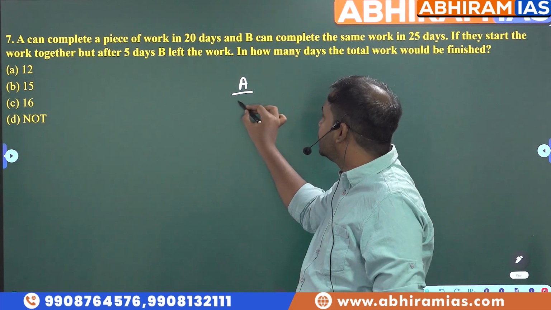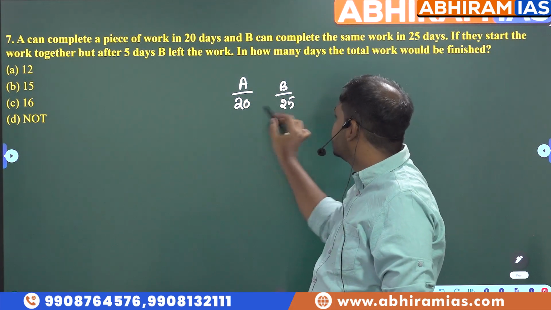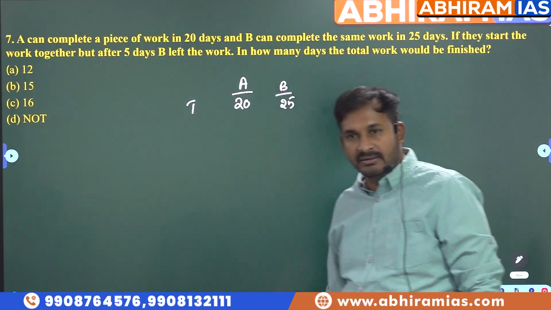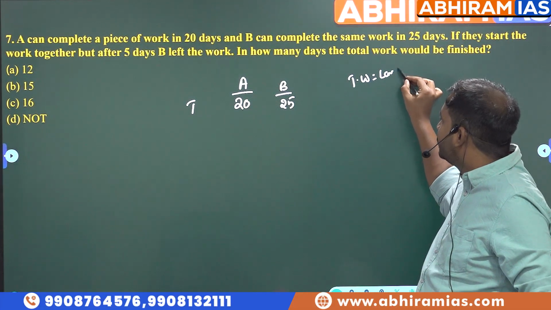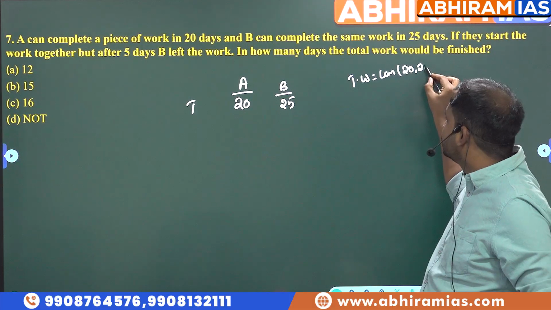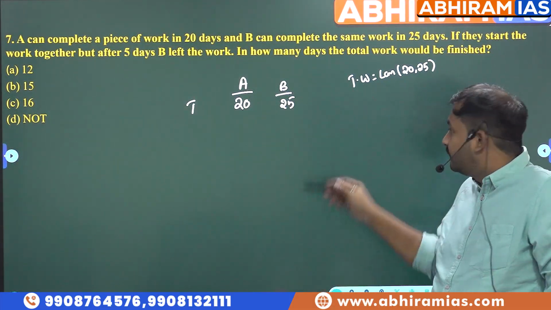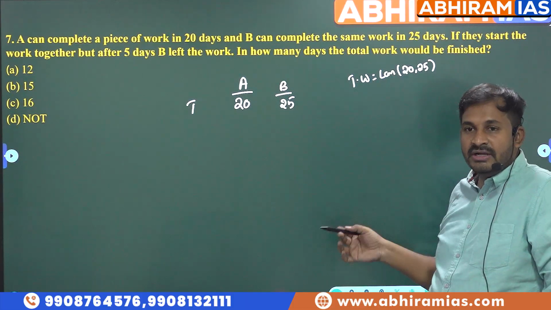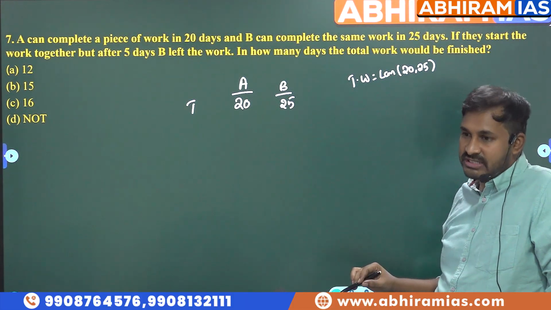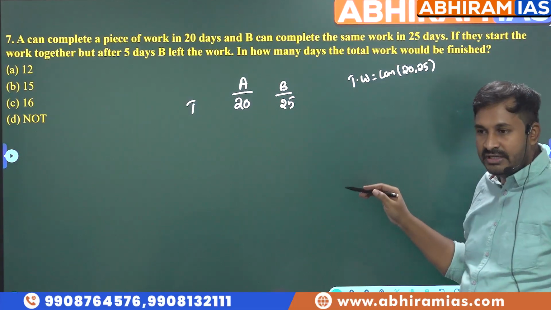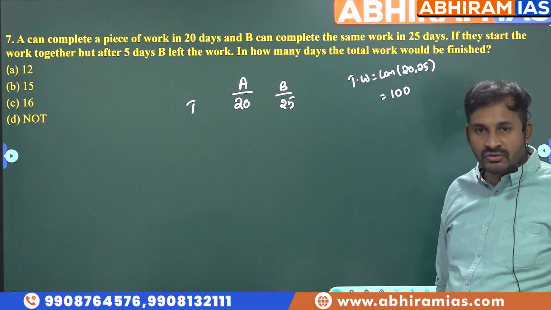A can do it in how many days? 20 days. B can do it in how many days? 25 days. So, these are the times taken by A and B. And the total work will become the LCM of 20 and 25. The biggest number is 25. 25 twos are 50, not divisible by 20. 25 threes are 75, not divisible by 20. 25 fours are 100. Yes, 100 is divisible by 20. So the LCM is 100, so total work is 100.